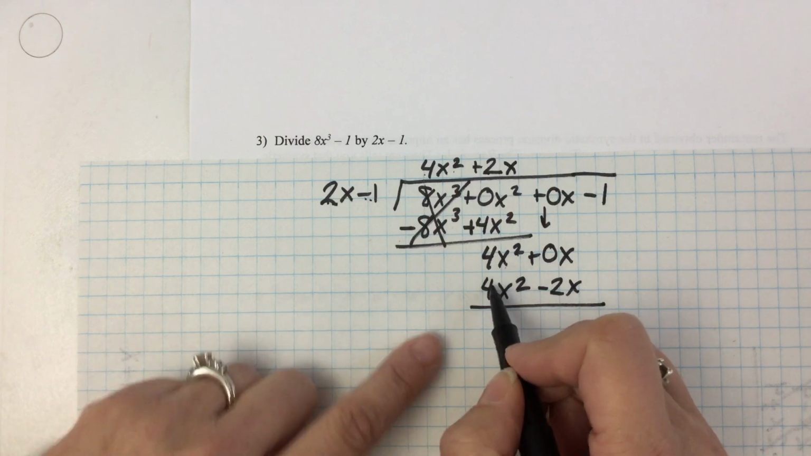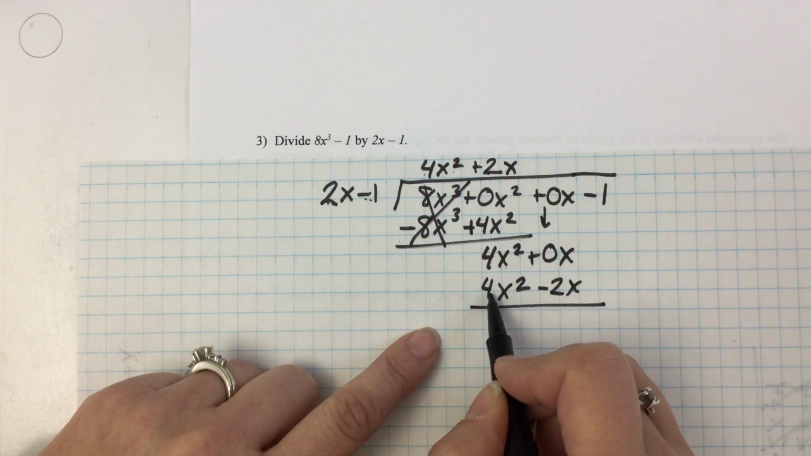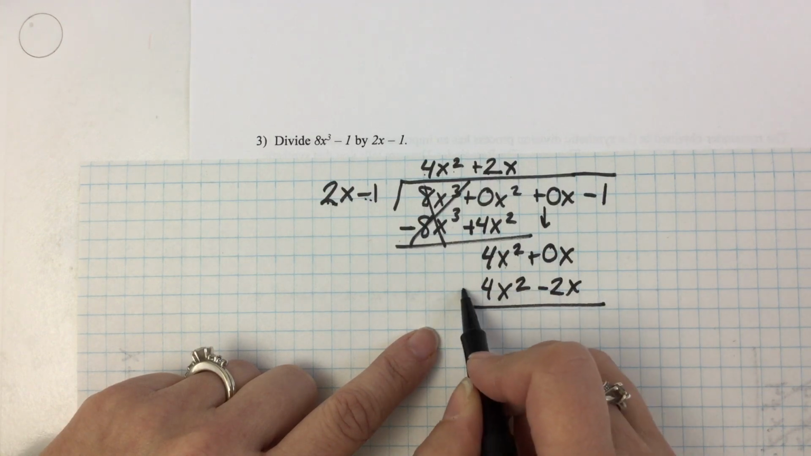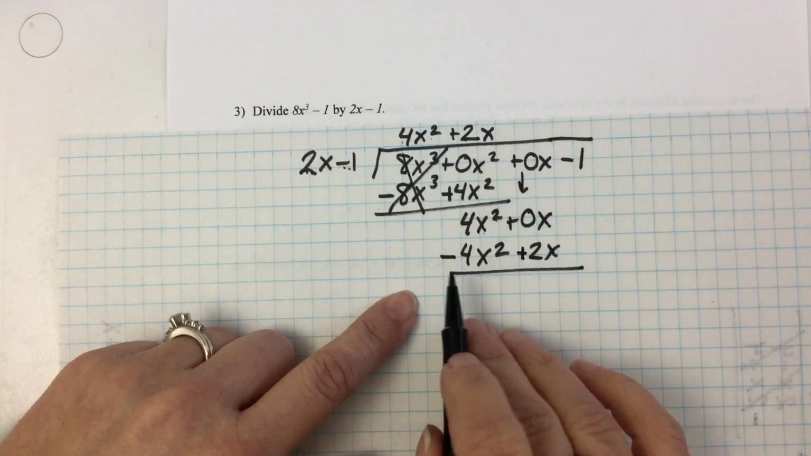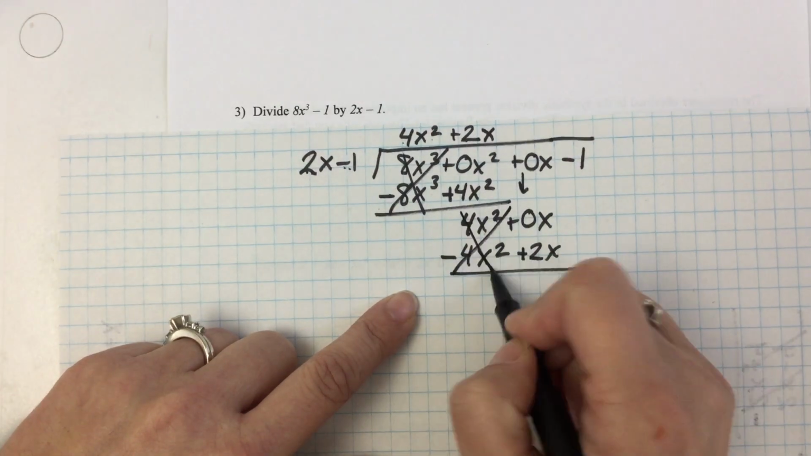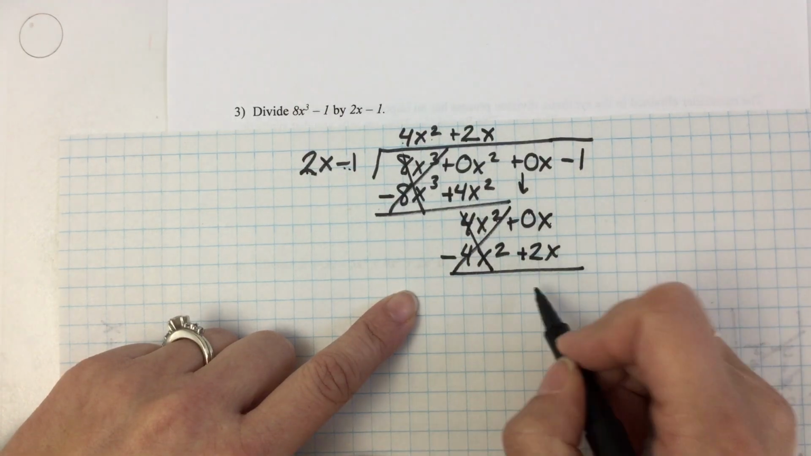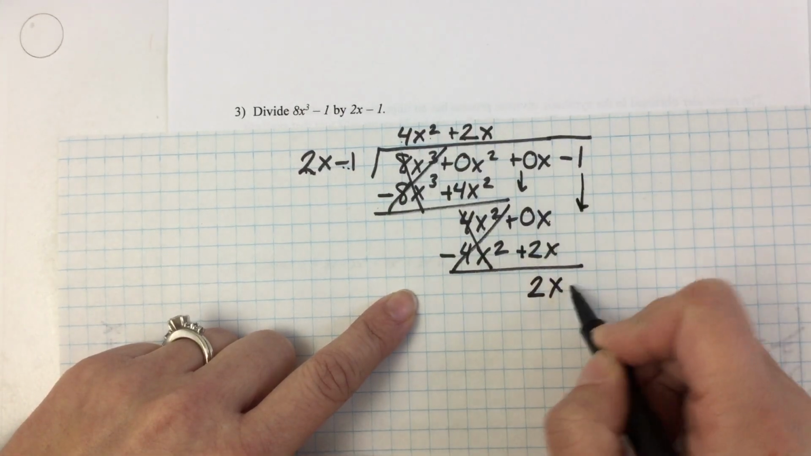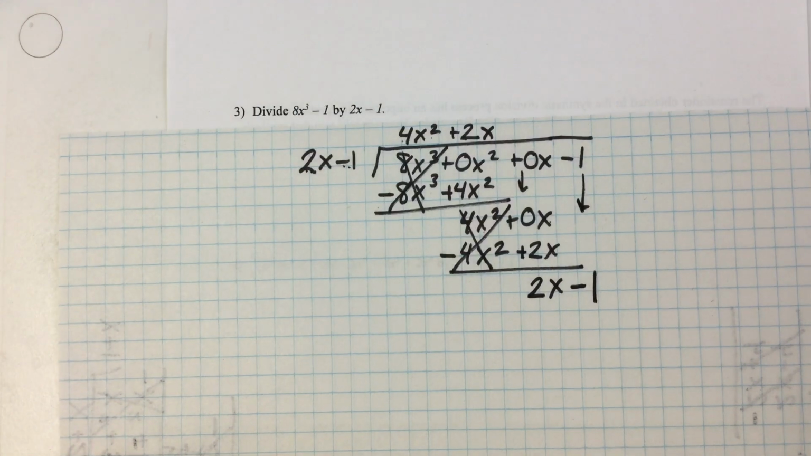Thank you. Okay, what I need to do here is cancel the first term. So I change the whole second row. I change this to a negative. This was a negative, so now it's a positive. Now the first term cancels. 0x plus 2x is a 2x. Carry down the next term, which is a negative 1.